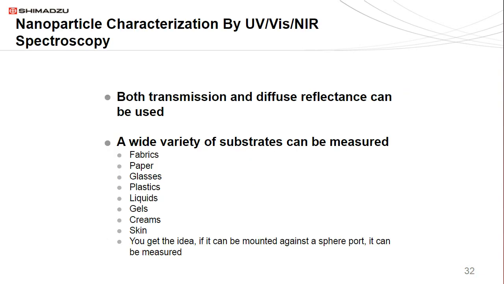So, the take-home message about nanoparticles and UV visible near-infrared spectroscopy. You can use both transmission and diffuse reflectance mode of an integrating sphere to investigate nanoparticles. More importantly, a wide variety of substrates can be measured. Fabrics, paper, glasses, plastics, liquids, gels, creams, even human skin. You get the idea. If you can mount it against a sample port, you can make a measurement. So it's not unfair to say that every single nanoparticle lab that is doing either R&D or quality control should have a UV visible or UV visible near-infrared instrument with an integrating sphere.